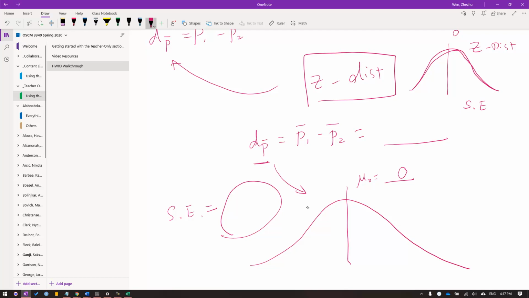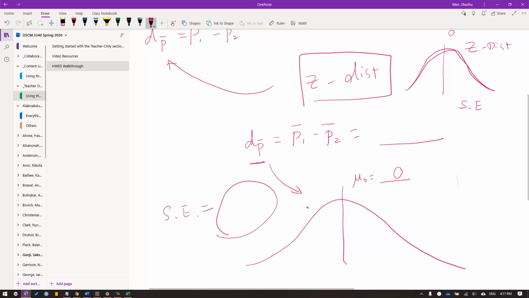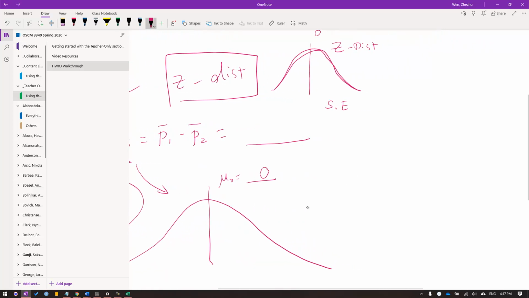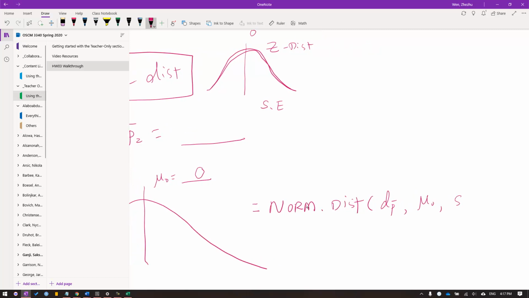I hope you still can remember all the likelihood of surprise rhetoric I have discussed in the class, because this distribution tells us a story about all the possible proportion differences. So what is the likelihood of drawing this type of sample differences given the average is actually 0? Okay, so that is what we are trying to find out. So eventually you're going to feed in all the values into NORM.DIST: your drawn sample difference, the mu 0, and the standard error, and TRUE.